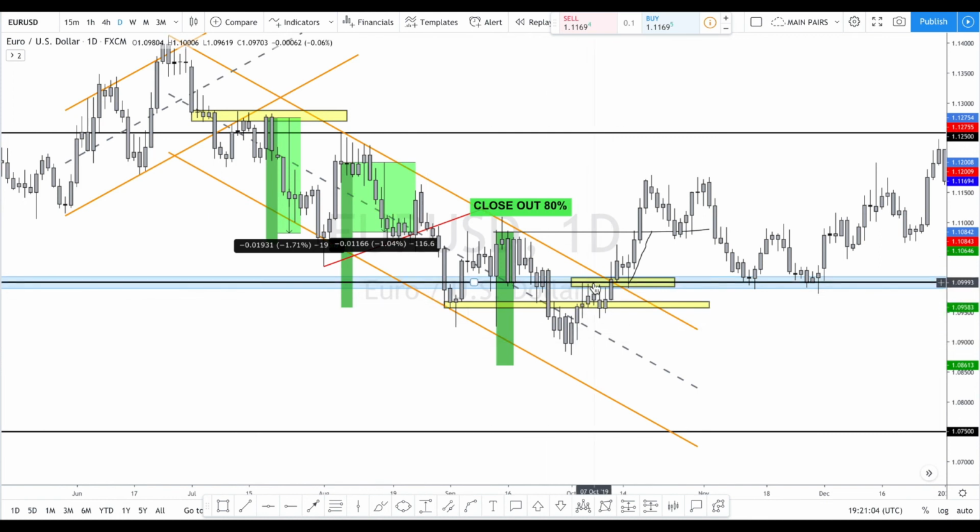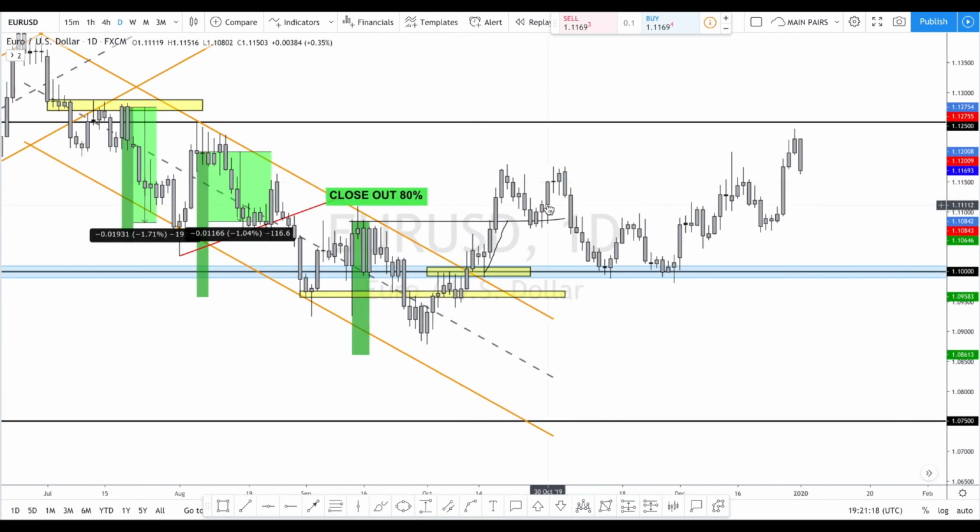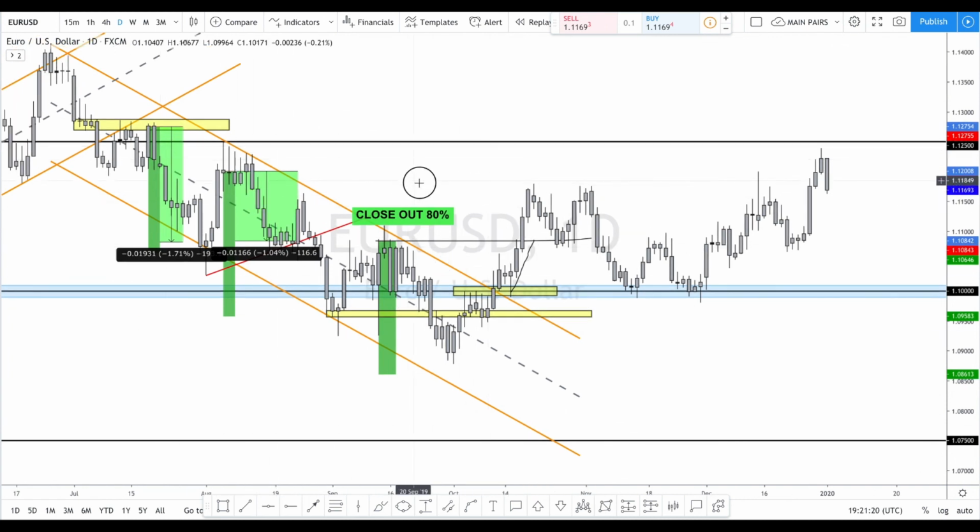So once price broke back through here, got above this yellow zone, that's your trigger. Close out 80%. So all you've done now is just get broken even. So you've lost that 20%, but it's a good thing. Otherwise, you would have given back the majority of the trade.